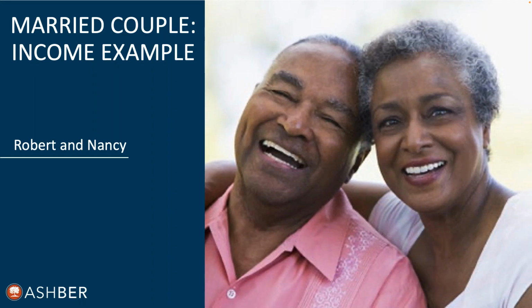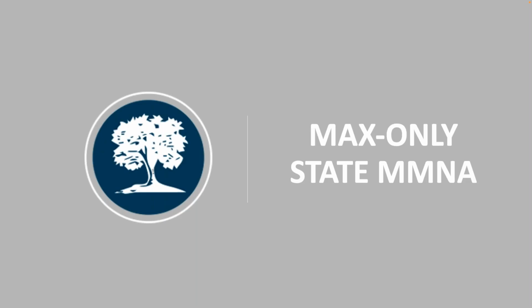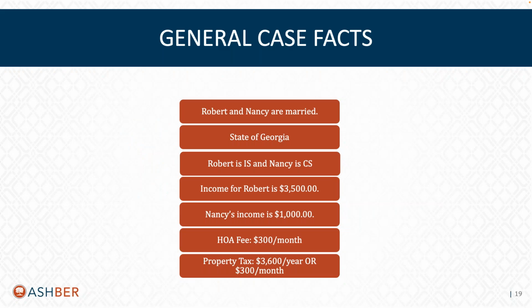All right, let's go ahead and dive into our first of many case examples here. I always feel that's the best way to articulate this stuff and show how it works in motion. So we're going to work with a couple named Robert and Nancy throughout all of these case examples. These are going to be very comparative from one another, so you can see the differences between one state to the next: states that use max only, states that have a minimum maximum, or situations where you're only using the minimum. So let's look at the first example here of a max only state.